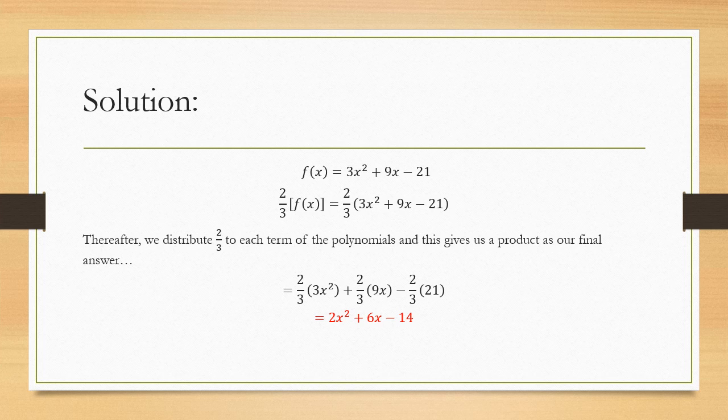So that concludes our lesson for today. To recapitulate, we have discussed the operations of functions, and this covers 5 subtopics: sum of two functions, difference of two functions, product of two functions, quotient of two functions, and product of a constant and a function.